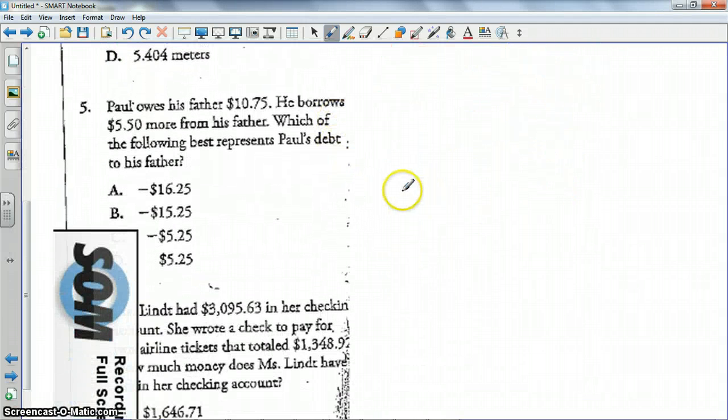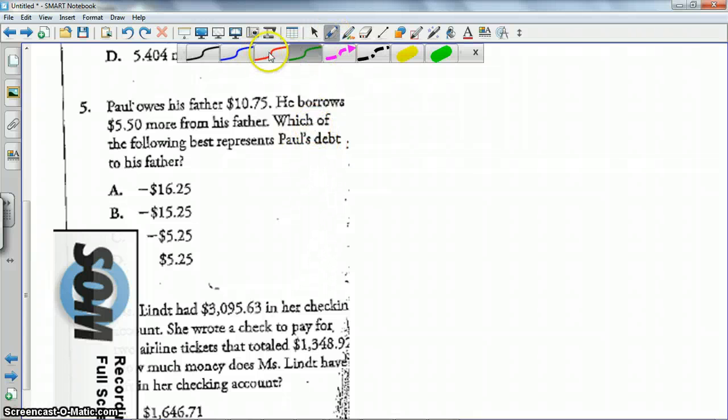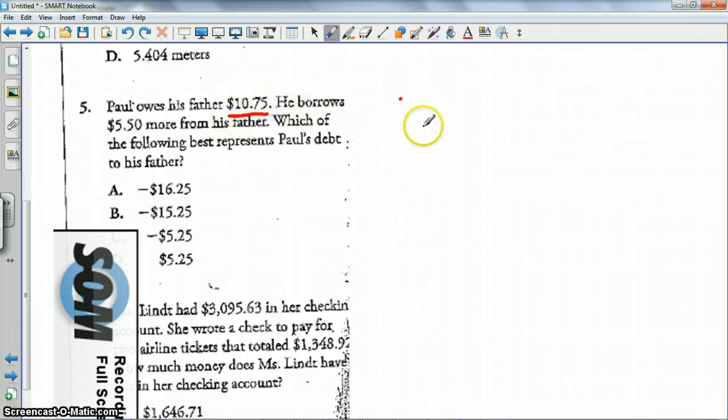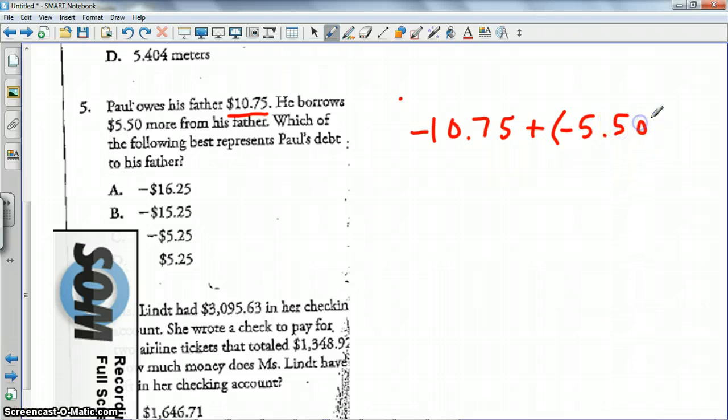Let's go on to the next one. Paul owes his father $10.75. He borrows $5.50 more. Let's start getting down these integers. If he owes, we know that should be a negative $10.75. He borrows $5.50 more, so he's adding to his debt, but since he's borrowing still, he's adding to a negative. So we're going to make that a negative because he's still borrowing. He's not paying back.